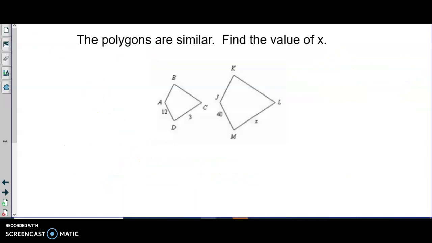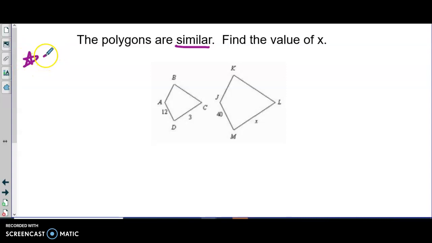All right, the polygons are similar. Find the value of x. So when we see this word similar, similar means same shape, different size. But it also tells us more specifically that all the corresponding angles have to be congruent and all the corresponding sides have to be proportional. So that's what we're going to use when we see the word similar.